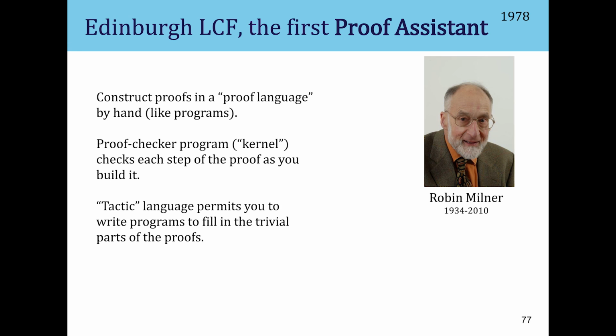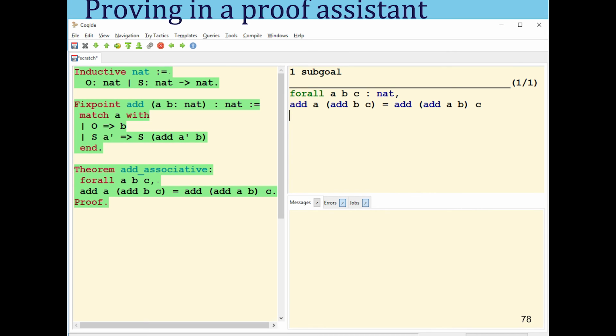There have been dozens of proof assistants built since then. I pretty much do all my research these days in a proof assistant. So let me demonstrate how a proof assistant works. This is the Coq proof assistant, developed in France from 1989 to the present. And here I have, at the top left, my program and proof script.